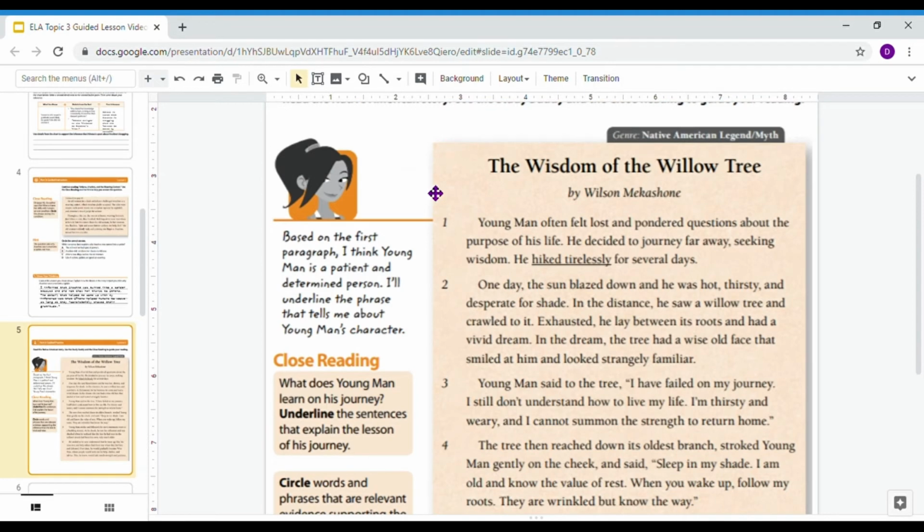So now we're going to read The Wisdom of the Willow Tree. Young Man, reminder, that is all in capitals because that is going to be a proper noun. That's what they refer to him as, his name. So that's why that M is capital.